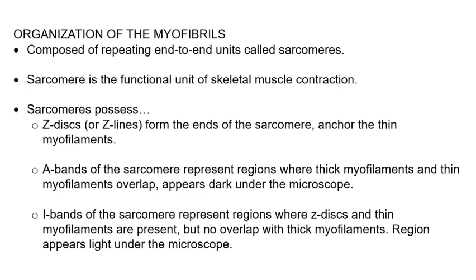The Z-discs, which are also called the Z-lines, form the ends of the sarcomere. They also function to anchor the thin myofilaments, with the thin myofilaments projecting towards the middle of the sarcomere. The A-bands of the sarcomere represent regions where the thick myofilaments and the thin myofilaments overlap, and due to this overlap, the A-band appears dark under the microscope. The I-bands of the sarcomere represent regions where the Z-discs and the thin myofilaments are present, but they have no overlap with the thick myofilaments.